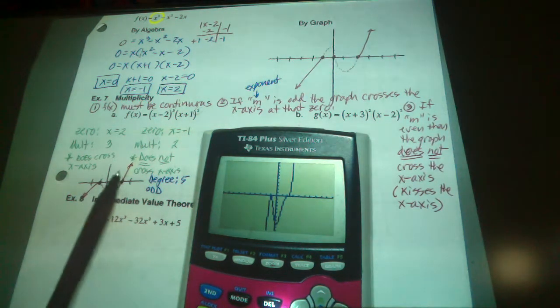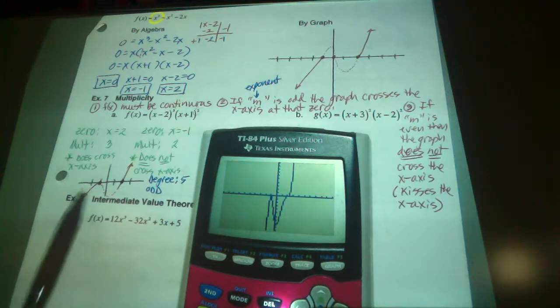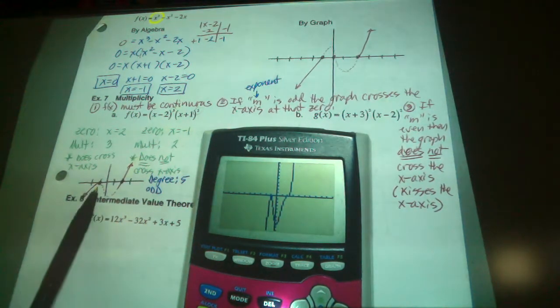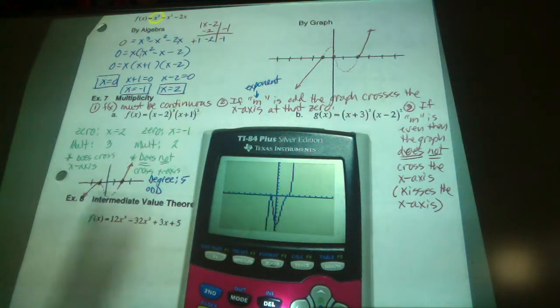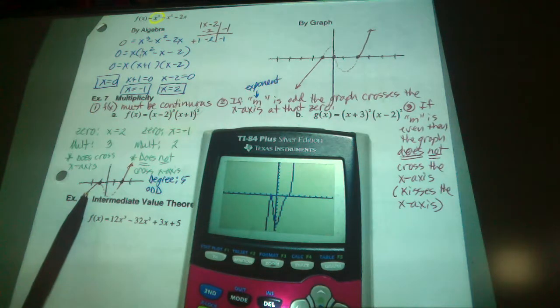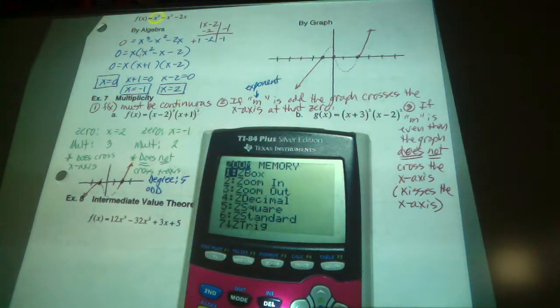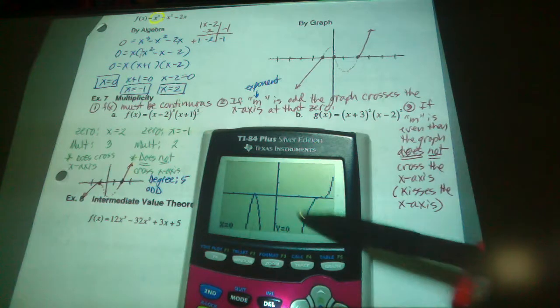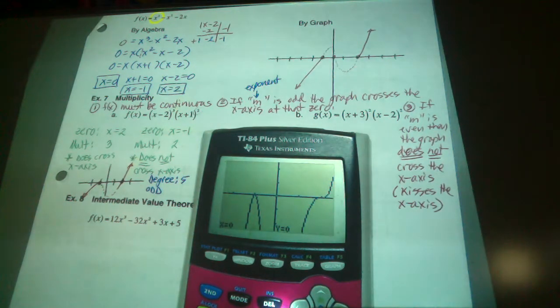All right, but aren't my right and left hand behavior correct? I figured those ones out correctly, didn't I? And didn't that kiss the graph right there at -1? It didn't cross. You want to make sure you zoom in. So if I hit trace and I zoomed in, here's your -1. There it's kissing it, bouncing back, and here's 2. It's curving and going through. So we did a pretty good job.